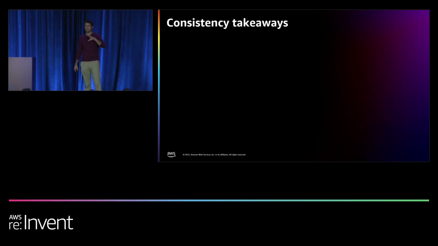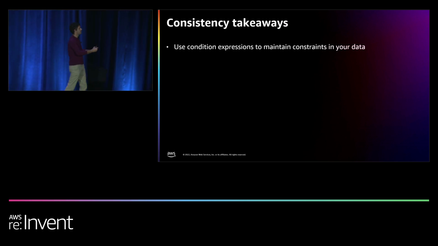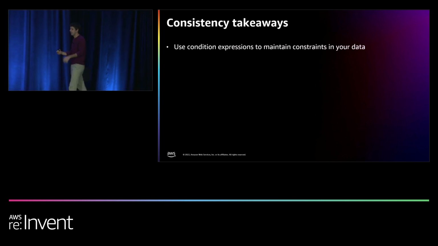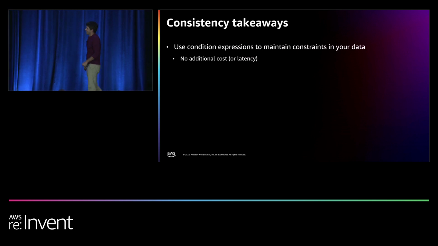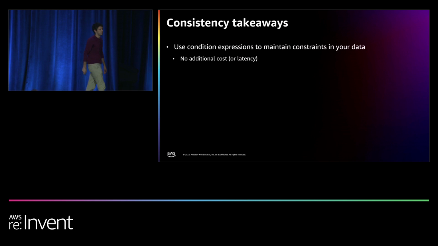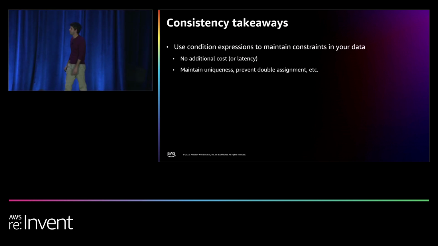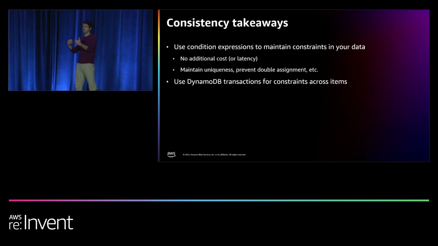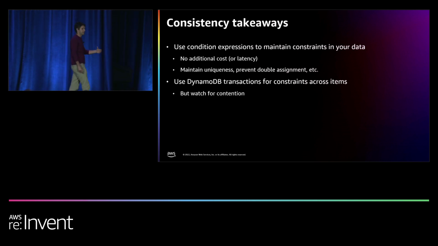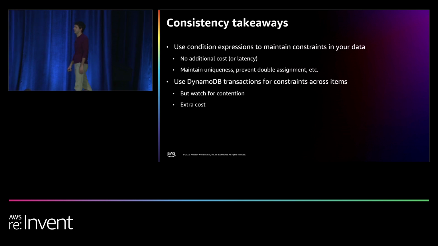So just the takeaways here, because again, I think this is really underrated about how Dynamo works with consistency, right? Use those condition expressions as much as you can. They'll help maintain those constraints in your data. You don't have to worry about that as much. Again, there's no additional cost. There's no additional write cost. There's no additional latency hit. It's actually faster if your condition expression fails. And you can use that to maintain uniqueness, prevent double assignment. If you need to, that's where you can pull in DynamoDB transactions if you need to maintain constraints across multiple items. Big issue there, watch for contention, and there's also going to be an additional cost for that transaction management.